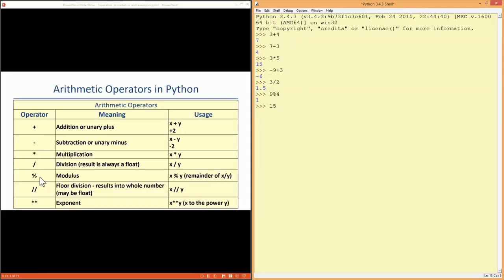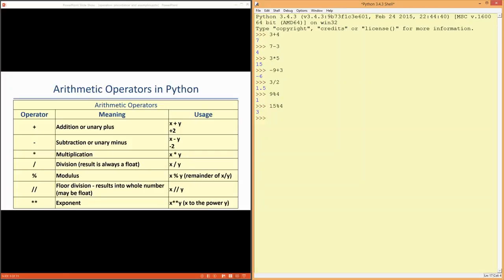Another example, 15 modulus 4. What do you think would be the answer? Of course, the answer is 3. Because when you divide 15 by 4, the integer part is 4 times 3, which is 12, and the remainder would be 3. Now, the floor division gives you the whole number when you divide a number.